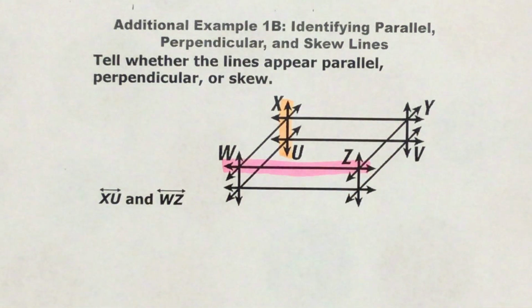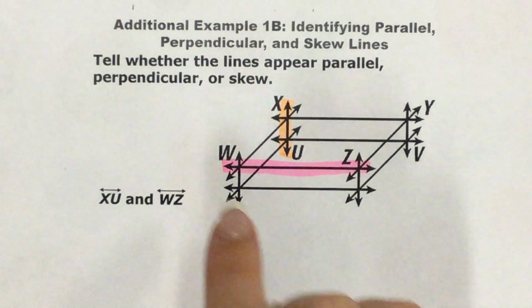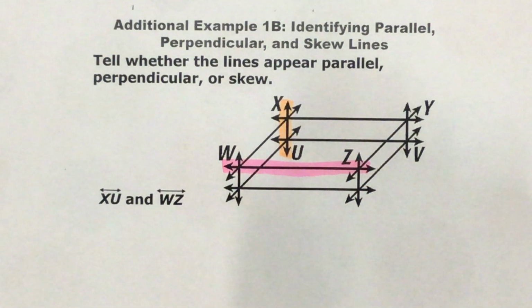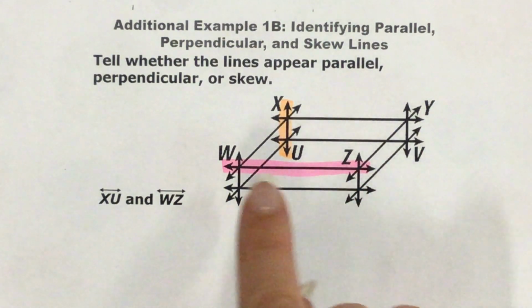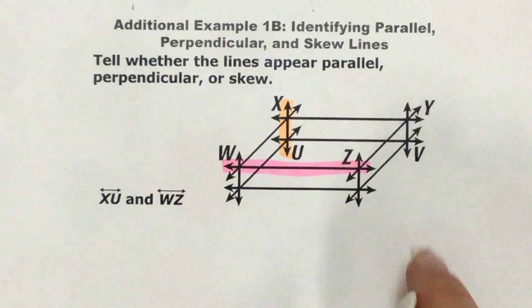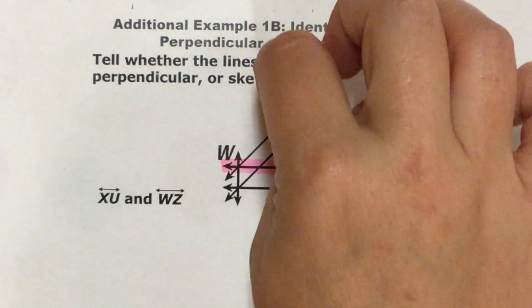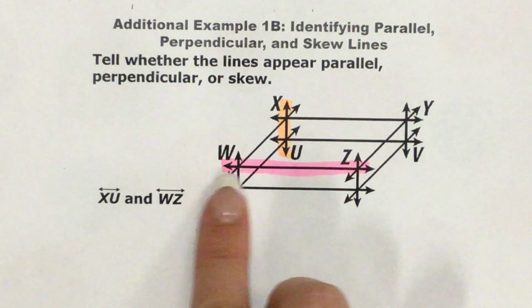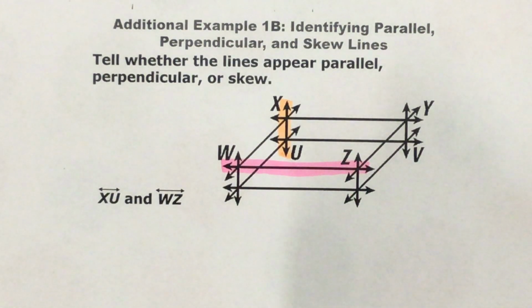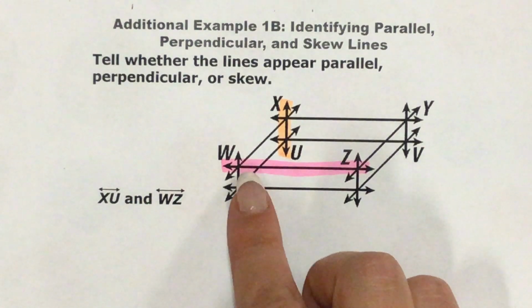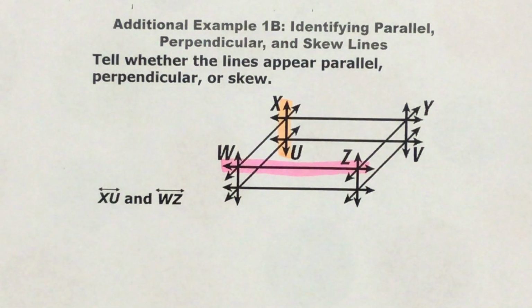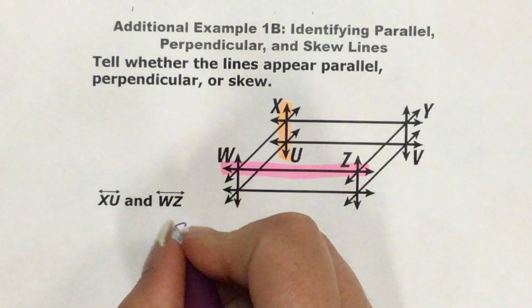All right. Now these lines, you can tell they're definitely not parallel. They definitely will not intersect because this line is going up and down and this one's going side to side. They are not in the same plane at all. So this would be an example of what skew lines would look like. So we would just say these lines are skew.